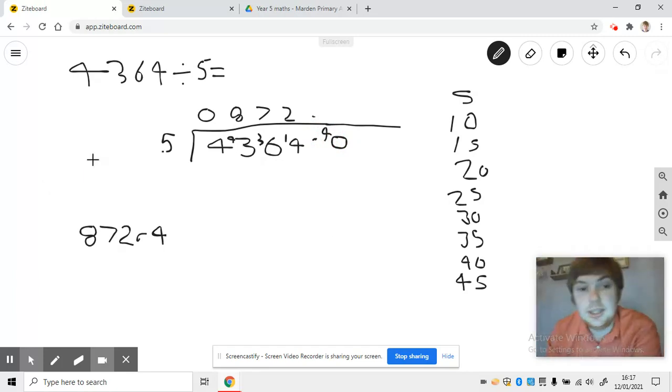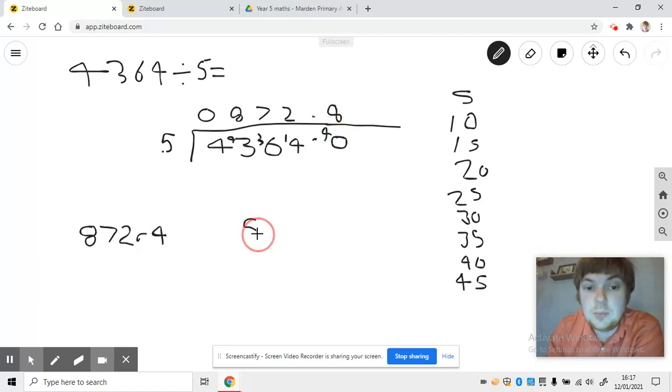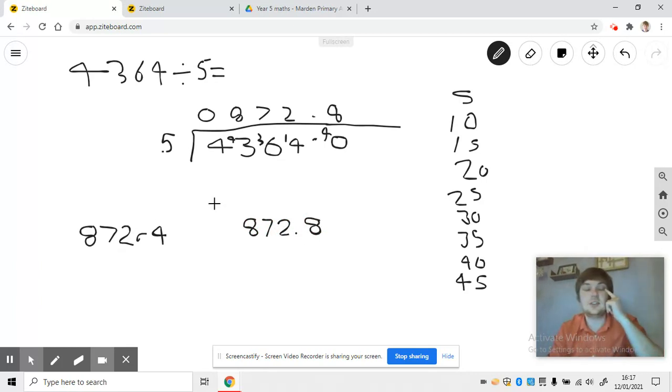And now I can look at the next step of how many 5s go into 40. Well, we all know that straight away. We know 5 times 8 is 40. So I can put an 8 up here. So we know 872 remainder 4 was right. But if we wanted to be exact, we know that the answer is 872.8. So there's 2 potential routes you can take on this, and we'll look at it with the next example as well, so you can see how that works.